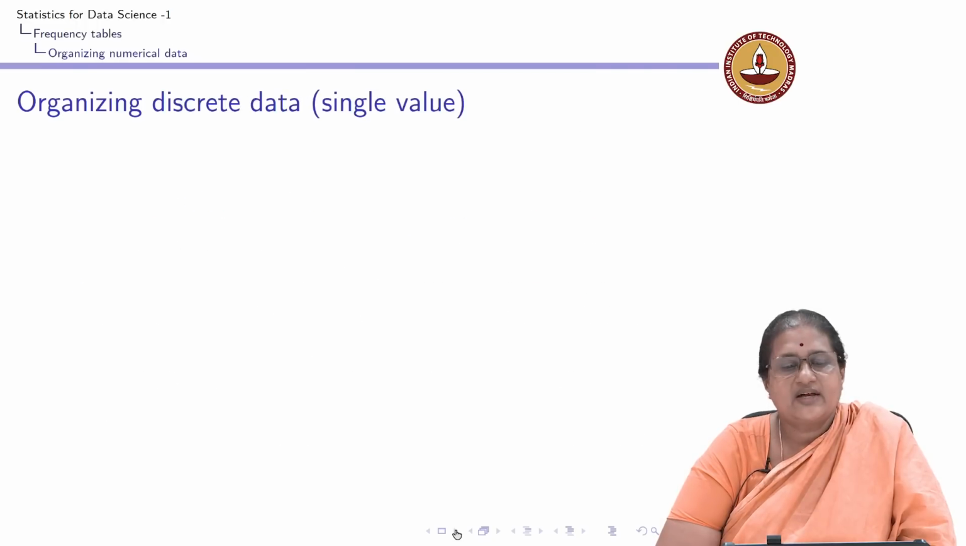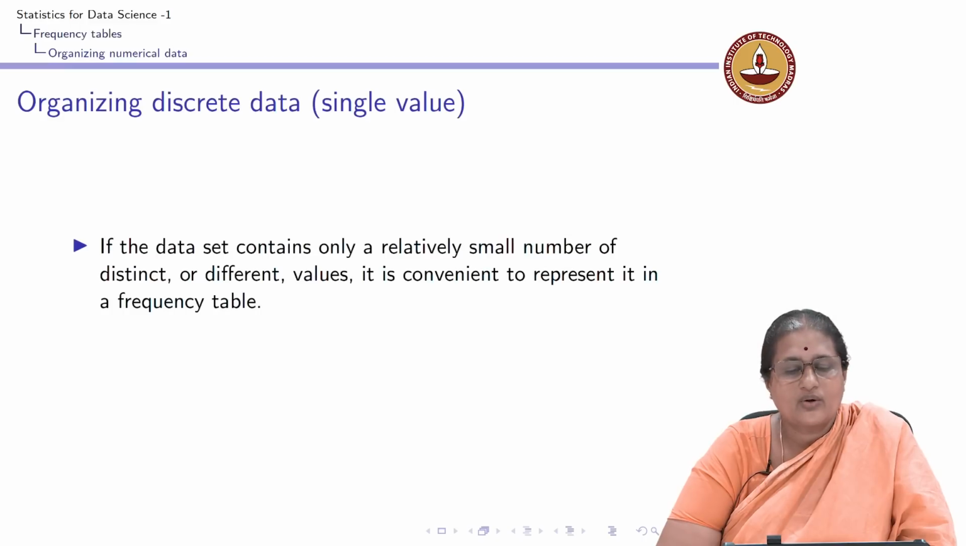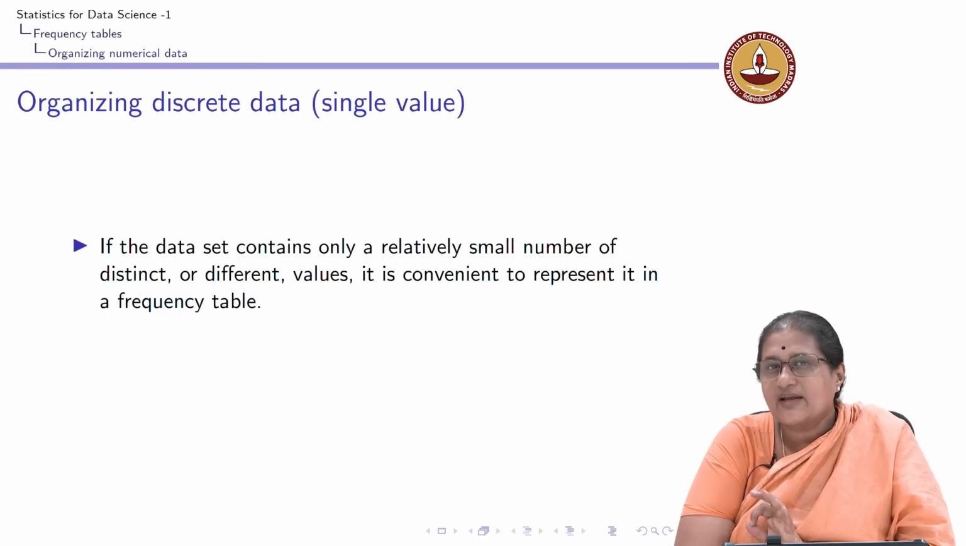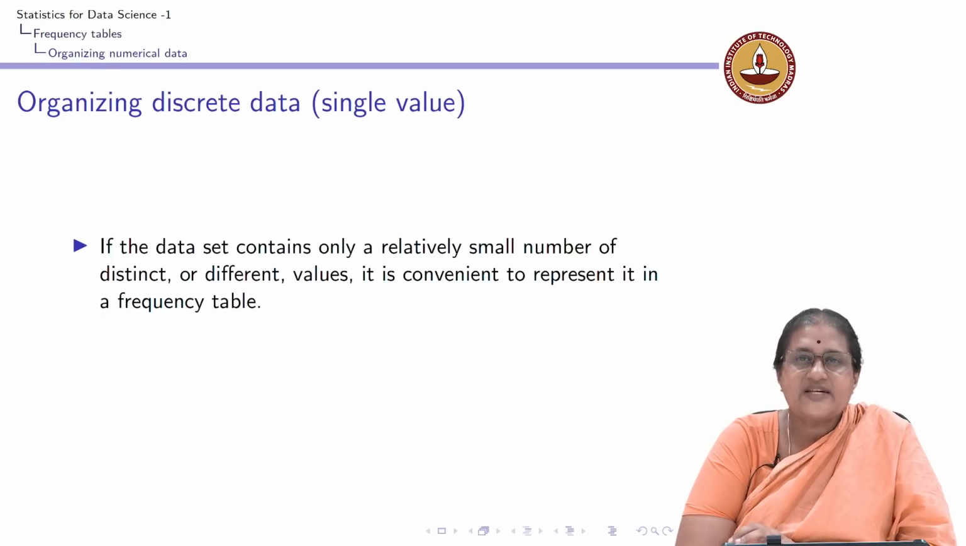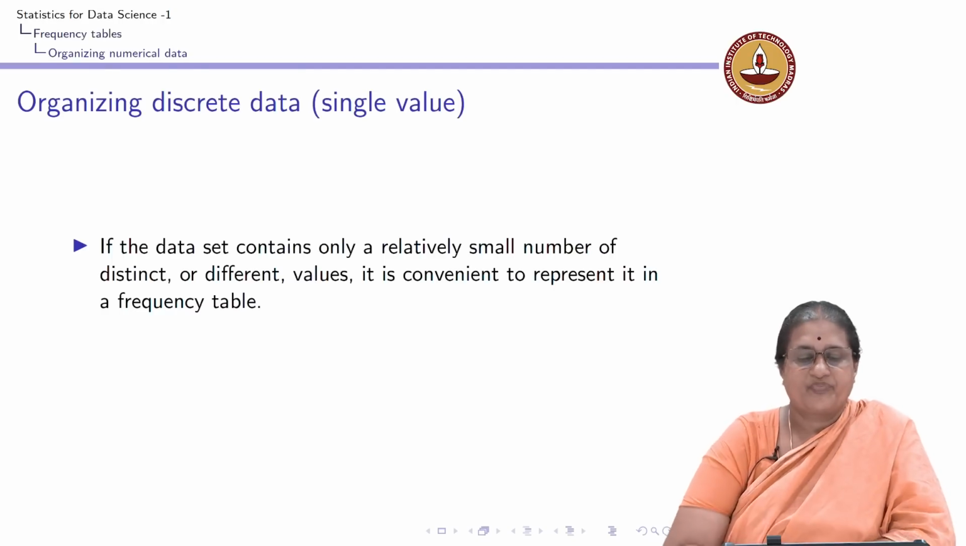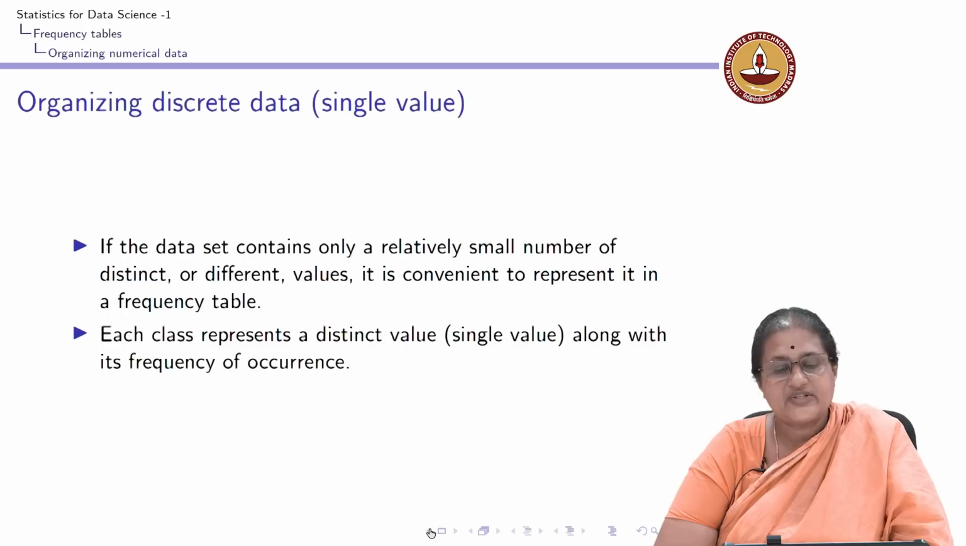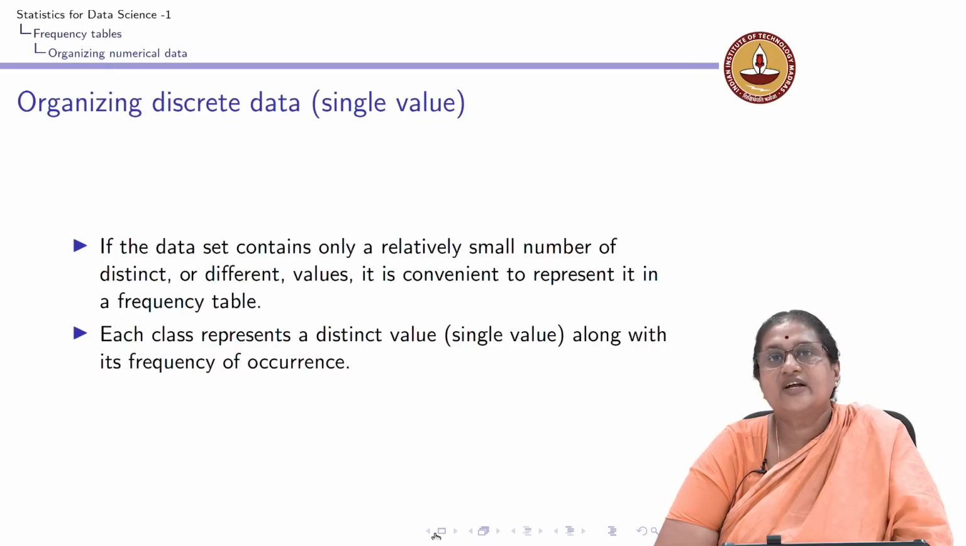So now suppose my discrete data is a single value data. How do I organize it? If the data set consists of relatively small number of distinct values, then I can treat each value as a category. I repeat, if my data set contains only a relatively small number of distinct values, I can treat each distinct value as a category. And then I find out the frequency of occurrence of each distinct value, and I construct a frequency table the way I constructed a frequency table earlier when I talked about categorical data. Let's see this through an example.